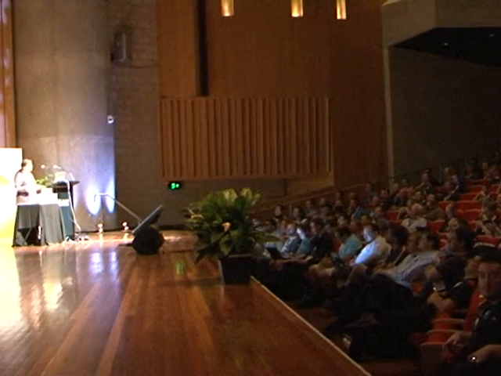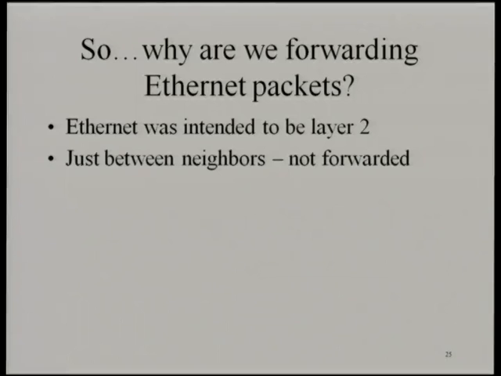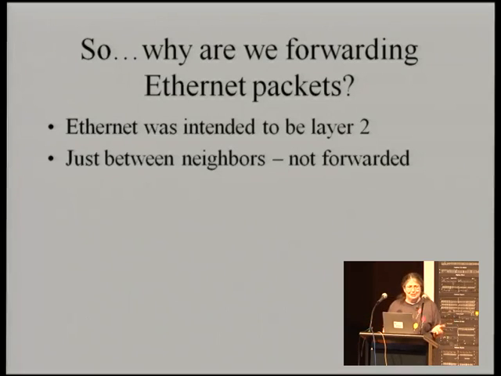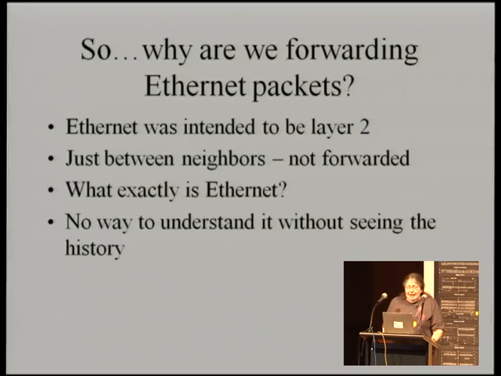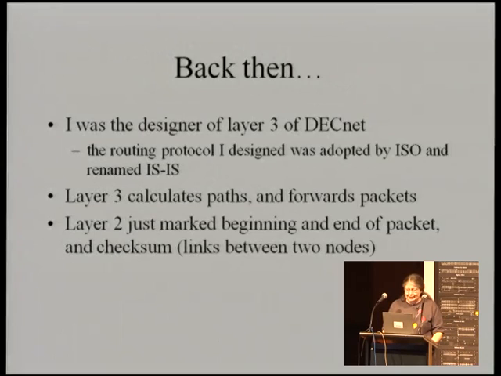So why are we forwarding Ethernet packets? Ethernet was intended to be a layer 2 thing, which was just between neighbors. But we do forward Ethernet. What's that about? So what exactly is Ethernet? As I said, there's no way to understand it without seeing the history. Before Ethernet, I was the one designing layer 3 of DECnet, which means I did routing protocols and stuff like that.